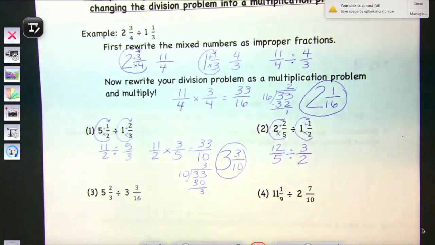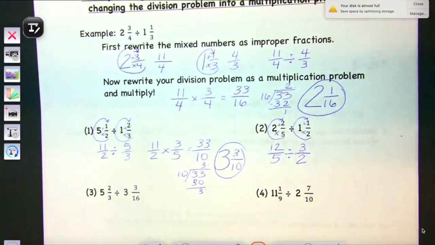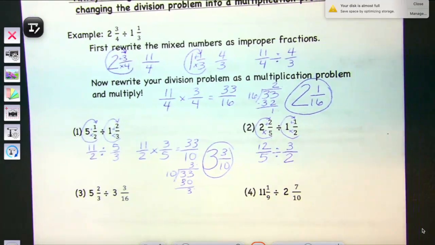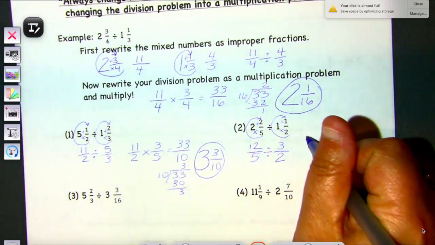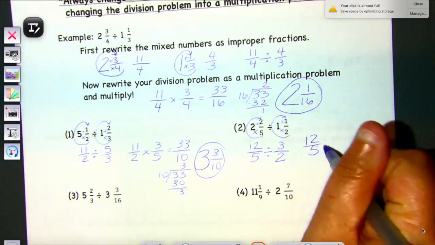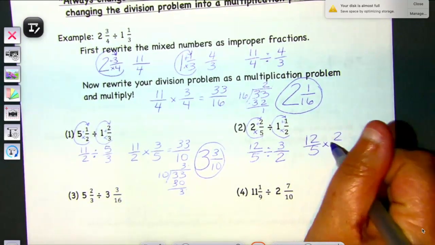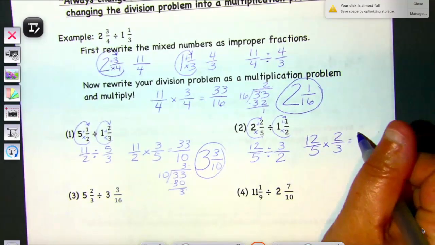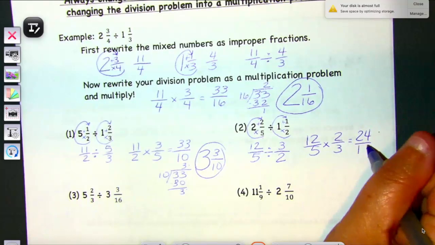But now we've got to keep, change, flip. Don't forget to keep, change, flip. That's what a lot of people do. They just stop here and they go ahead and multiply, but we still have to flip it. So we're going to have 12/5 times 2/3. And when we multiply, we get 24/15.